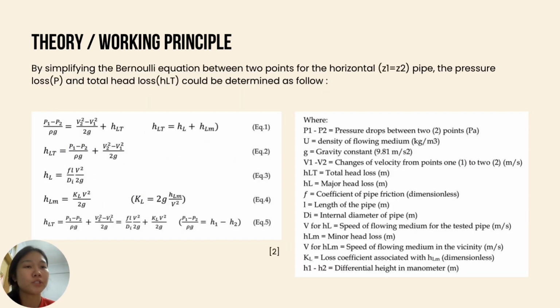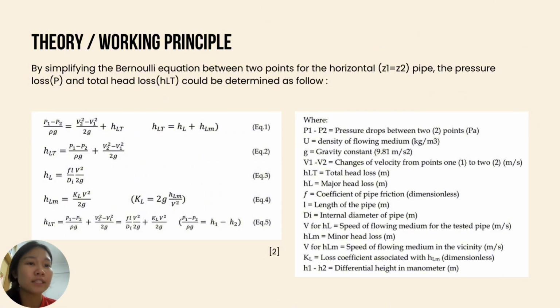Next, the Bernoulli equation between 2 points for the horizontal pipe, where Z1 equals Z2, the pressure loss and the total head loss, which is the HLT, can be determined as the equation below. So we want to find the total head loss, HLT. As we know, P1 minus P2 over rho g equals V2 squared minus V1 squared over 2g plus HLT. Then we can find HLT from P1 minus P2 over rho g plus V2 squared minus V1 squared over 2g. And we also can find HLT from another equation, which is HL plus HLM.